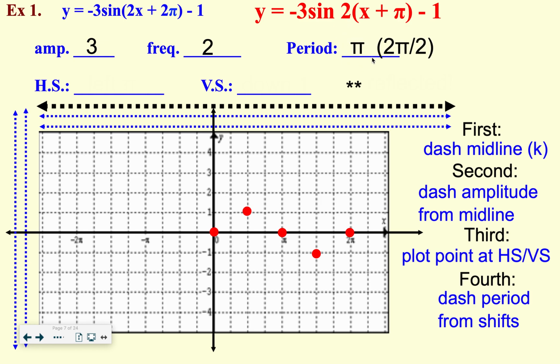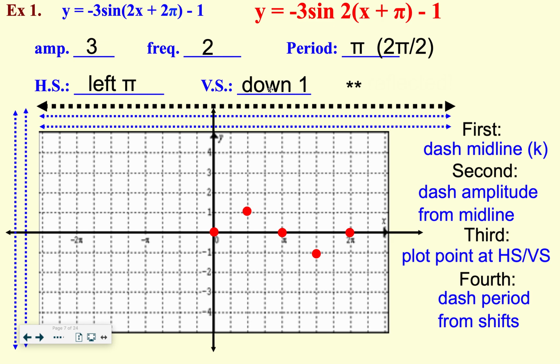So it's going to be shorter, more squished. Horizontal shift: in the parentheses, plus pi means I'm going to go to the left pi. And my vertical shift, minus 1, that might come after, that might come before. Either way, I'm going down 1. Okay, just to make sure you can see all those pieces.